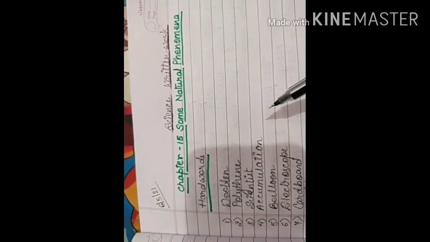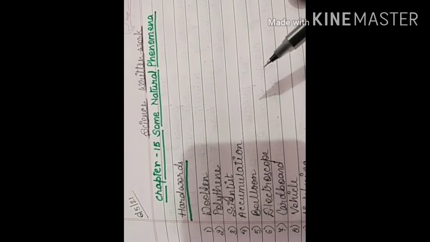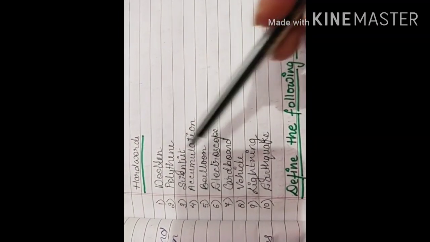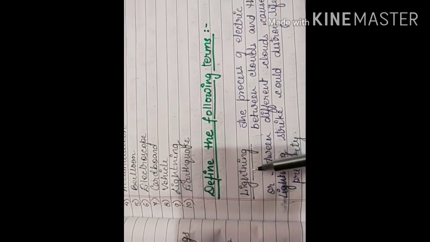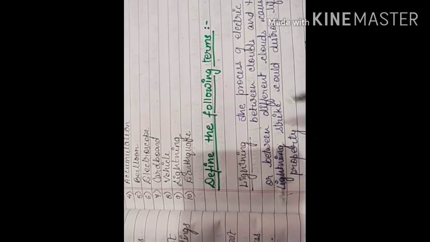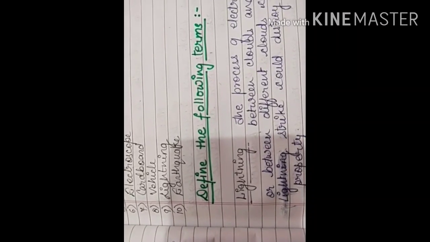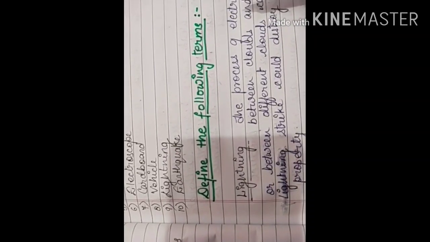Students, as you know, we have done our chapter 15, all the questions and answers, meaning we have completed our exercise, and some portion has been left which are the hard words of this chapter. These are some hard words of chapter 15, some natural phenomena, and of course the define the following terms, or we can say the keywords which have been given at the last of this chapter. So these define the following terms are very important for the examination purpose.